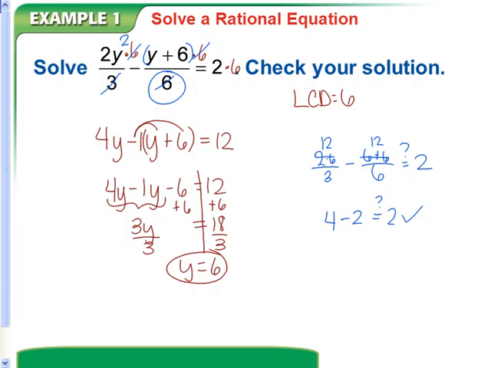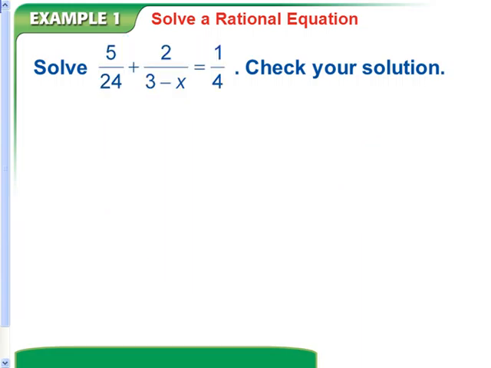Okay, let's try another one. All right, this least common denominator looks a little bit more complicated. So we have a group here, 3 minus x, and then we also have 24. Since 4 can go into 24, then we don't need to have a separate one for 4. All right, so now we just multiply top and bottom by that.